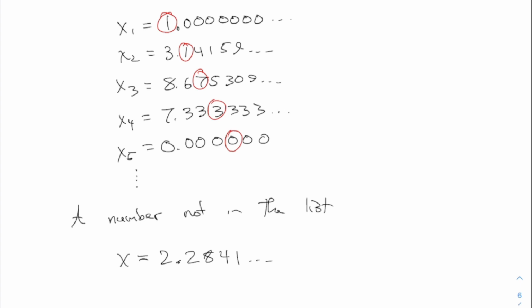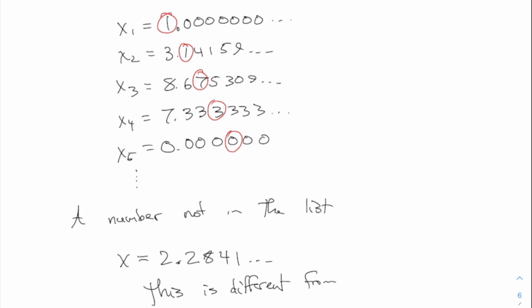How do you know that number's nowhere on the list? Well, this number is different from xn in digit n, right? Because of the way this diagonal pattern works, this number that I wrote here is different from x1 in the first digit. It's different from x2 in the second digit. It's different from x3 in the third digit, and so on. That means this number is different from everything in the list.